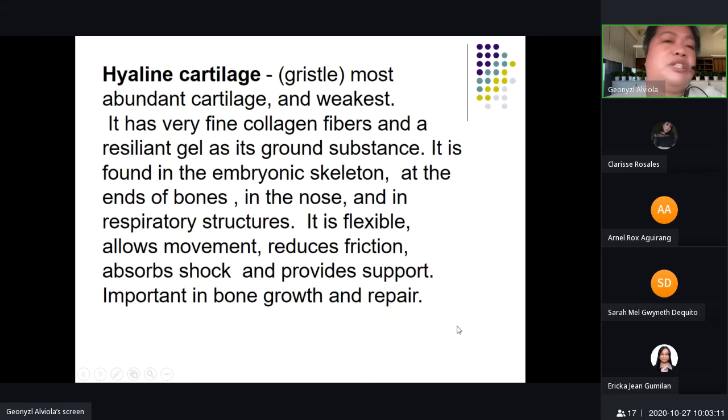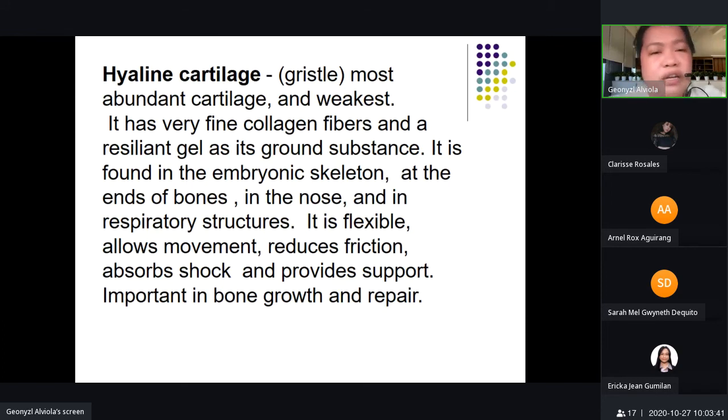Now the cartilage has three types. We have the hyaline, fibrocartilage, and the elastic cartilage. Hyaline cartilage or crystal, the most abundant cartilage. Especially kasi ito yung cartilage during embryonic development, sila ang una nag-develop before the bones. So, pwede ang bones galing sa hyaline cartilage due to its deposits sa kanilang matrix.